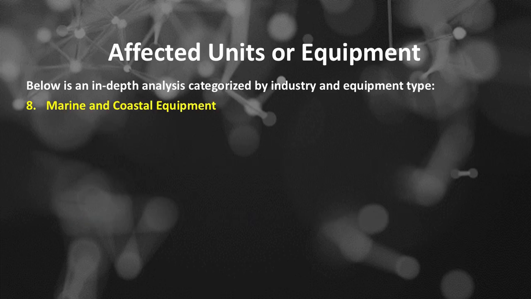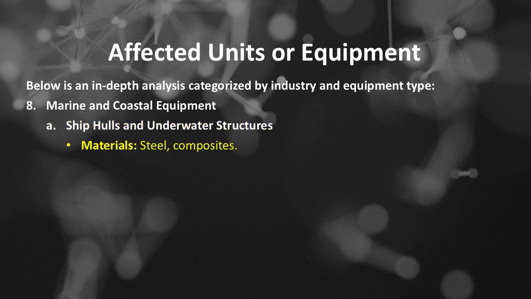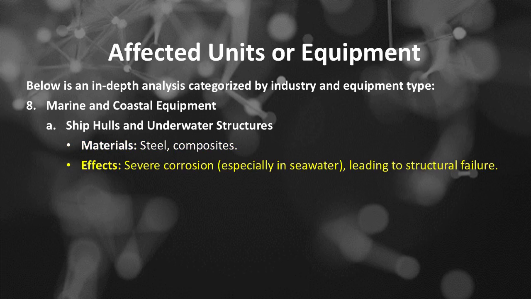Number 8 of oxidation damage mechanisms, affected units or equipment is marine and coastal equipment. Number A is ship hulls and underwater structures. Materials: steel, composites. Effects: severe corrosion, especially in seawater, leading to structural failure.